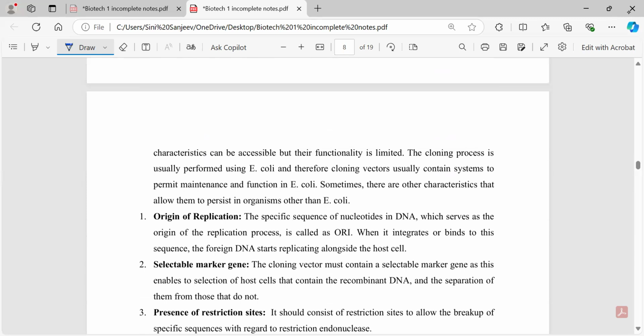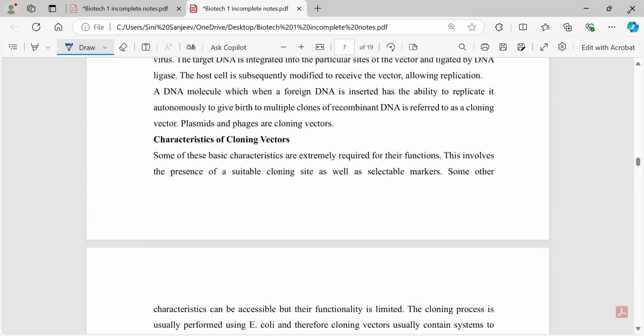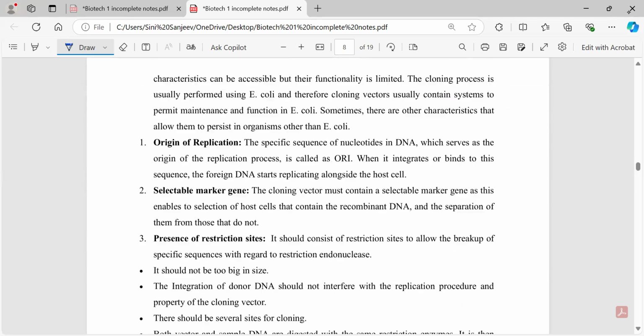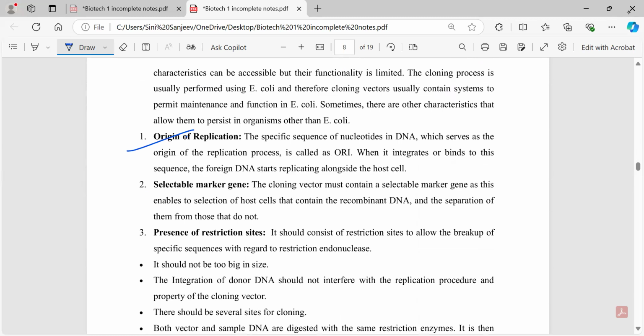Now, as I already told you, if you consider a tool of a cloning vector, cloning vector means producing identical copies, right? So for identical copies, you need three things. One is the origin of replication, then a selectable marker, and then the presence of a restriction site. Let's see them one by one. Origin of replication, I have already told you what it is, right? So now let's go to the second thing, the selectable marker.